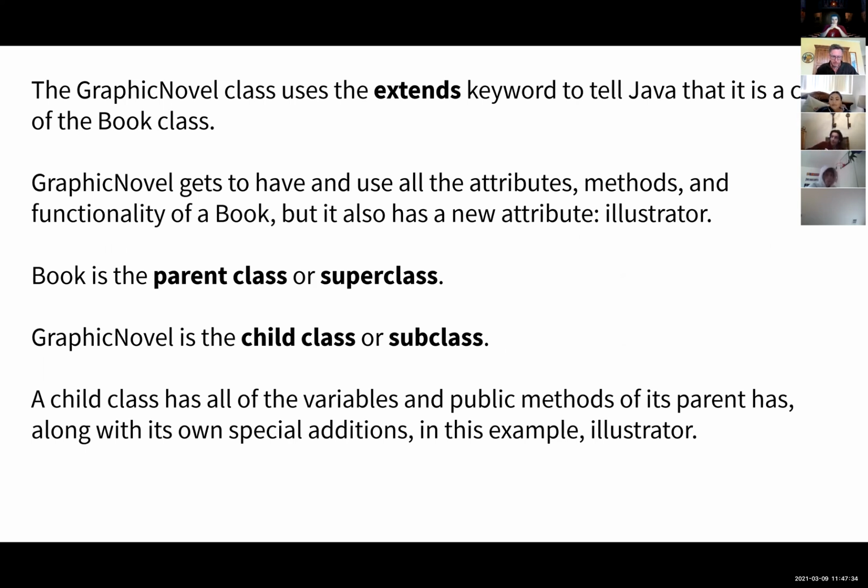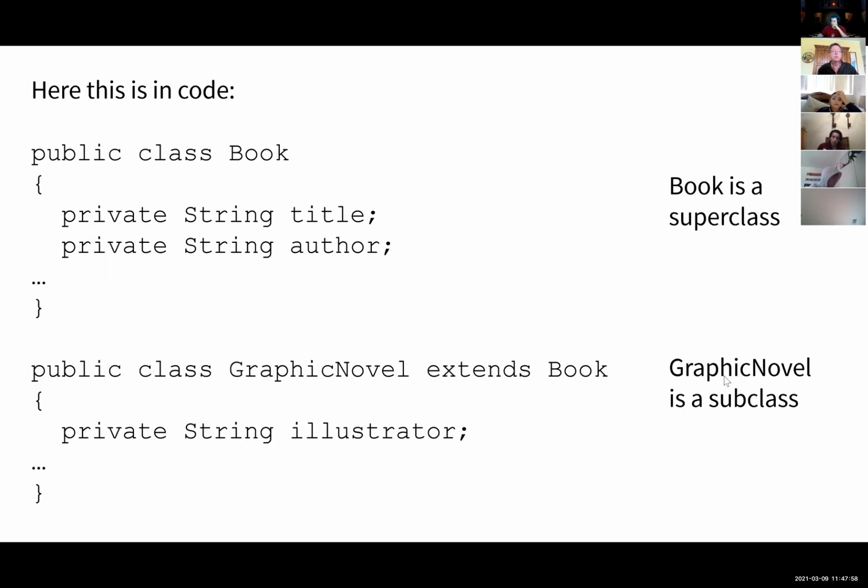So in this context, book is the parent, graphic novel is the child class, and then we also call the parent class the superclass, and the child class is called a subclass. So the child class has all the variables and everything that the parent has, but it also has its extra things. So it's not too complicated.